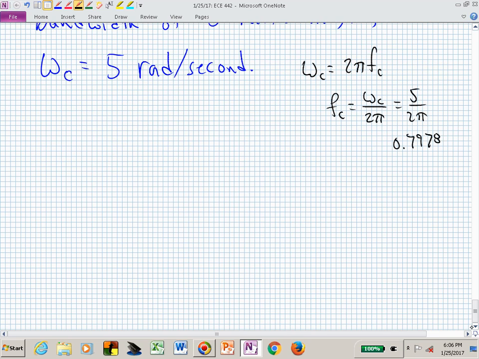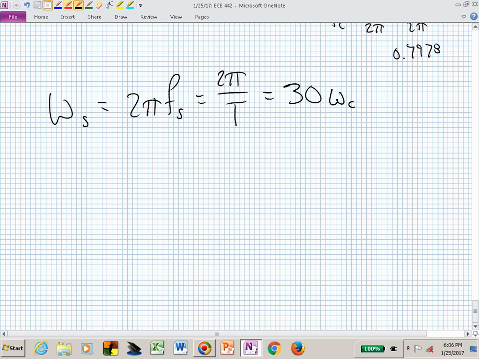What do we need to do in terms of sampling? Well, our rule of thumb tells us that we want to sample omega sub s needs to be 2 pi f sub s, which we could say is 2 pi over T, needs to be 30 times omega sub c. Where in all of this, let's define some of these omegas and f's. This is now our sampling frequency with units of radians per second.